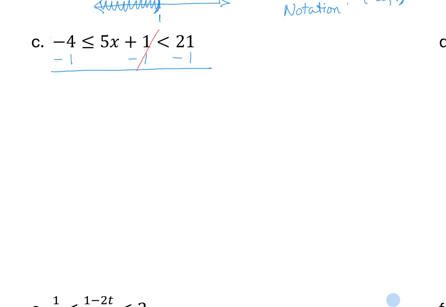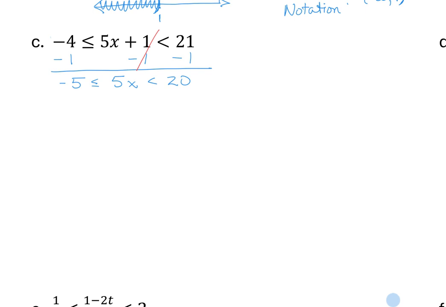And what we end up with is -5 is less than or equal to 5x is less than 20. We did not multiply or divide by a negative, and so we don't flip our inequality signs.